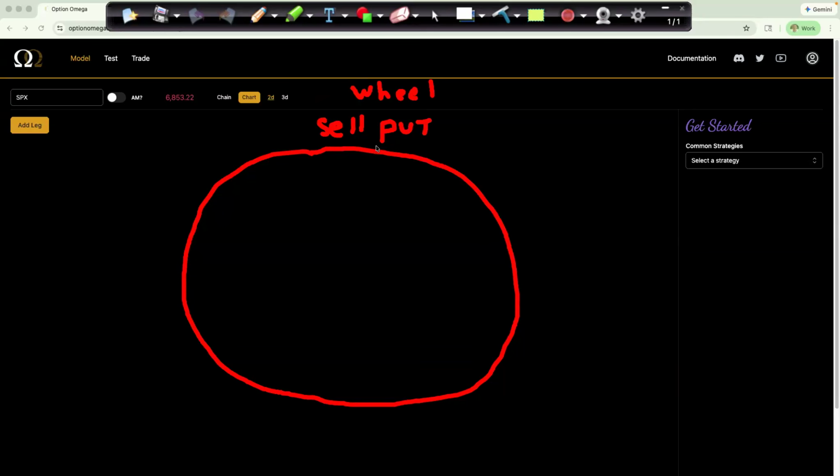Generally, you might sell an out of the money put. Some people might pick the short strike by a 10 delta, 20 delta, 30 delta, but it's out of the money. And the idea is you just go every month and sell the put.